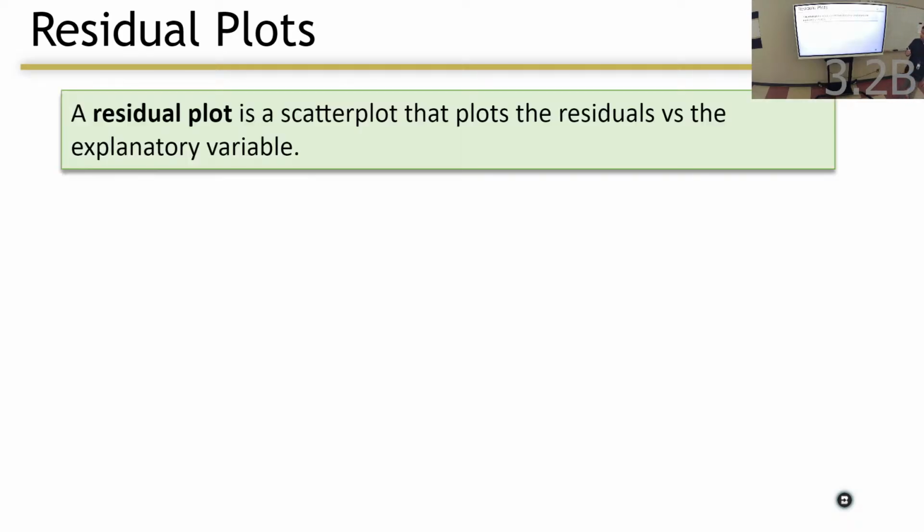First thing we're going to do is jump right into those residual plots. Okay, residual plots. So a residual plot is a scatter plot that plots the residuals versus the explanatory variable, or the X. And it's just exactly what you just saw, right? You'll see an X down here at the bottom, and then you'll see the residual.